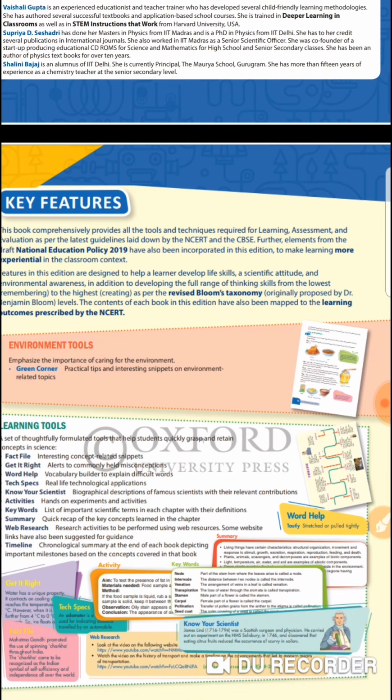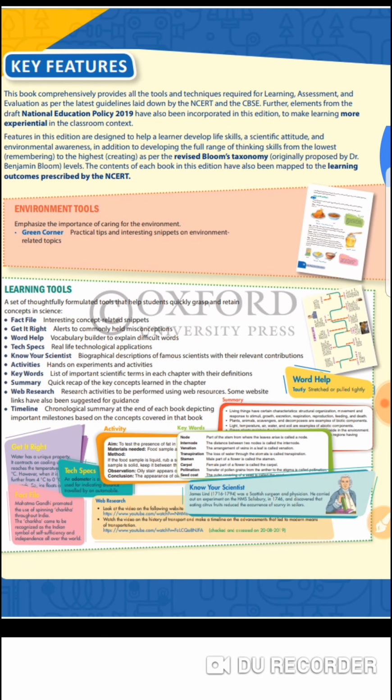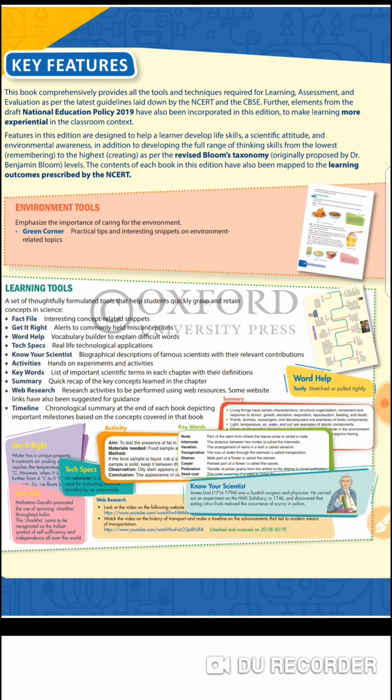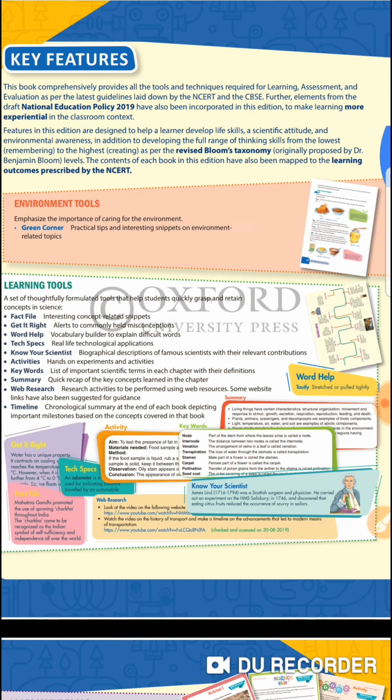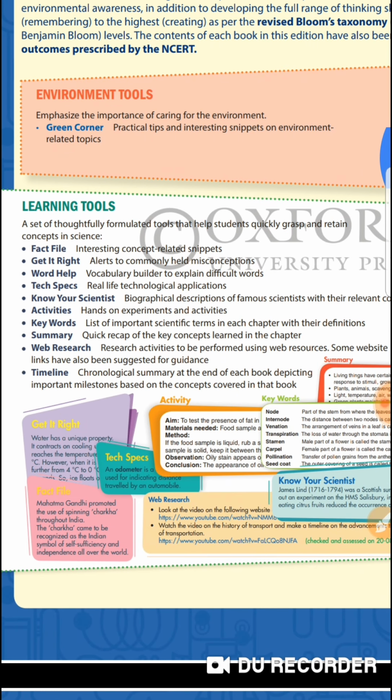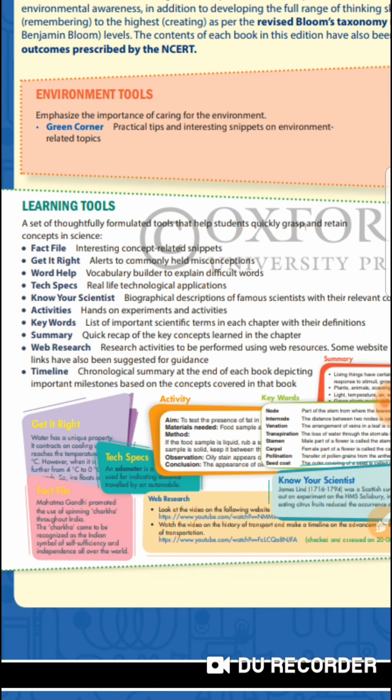So some key features are there. Key features means special features in your book which enhance your knowledge. Environmental tools, the Green Corner, is there. They give some practical tips so you can get knowledge about your environment. Fact Files are there, with interesting facts which you didn't know.